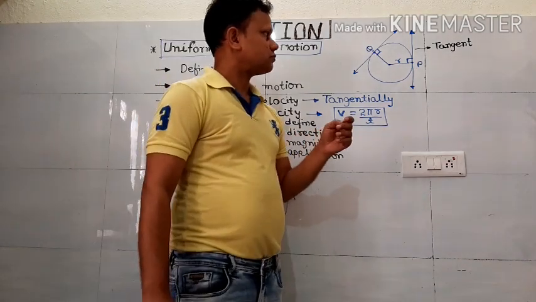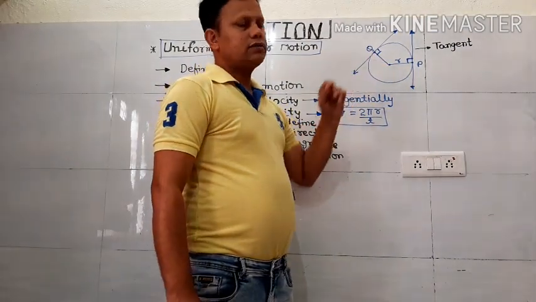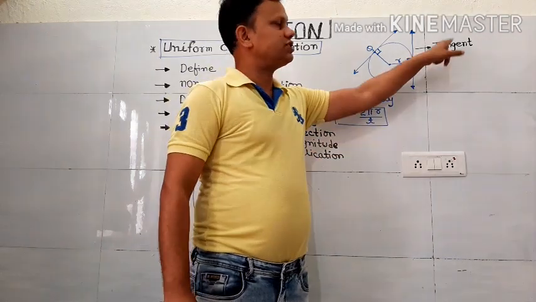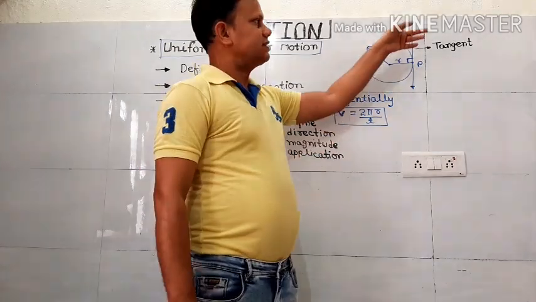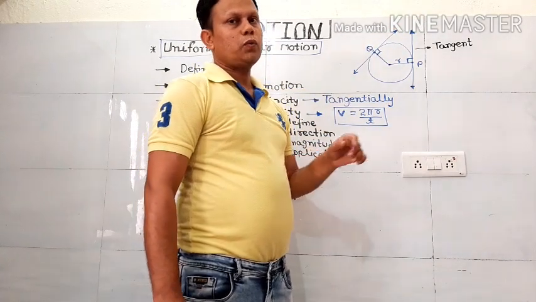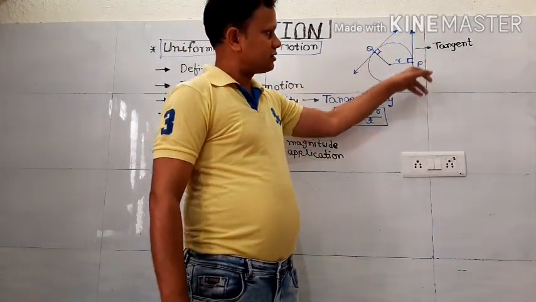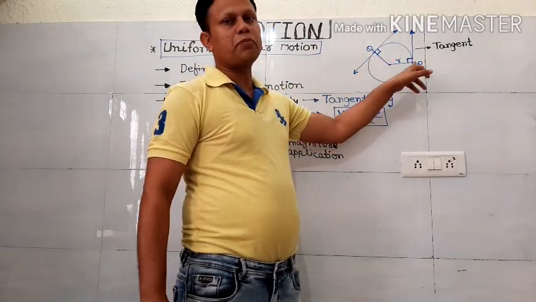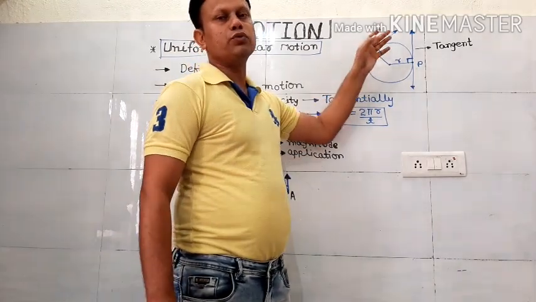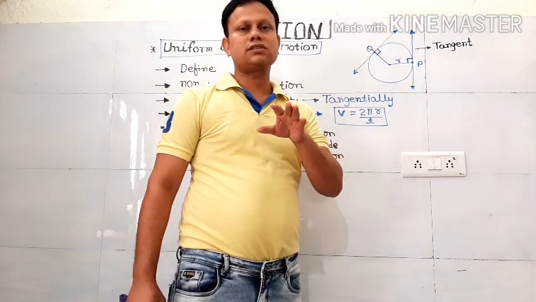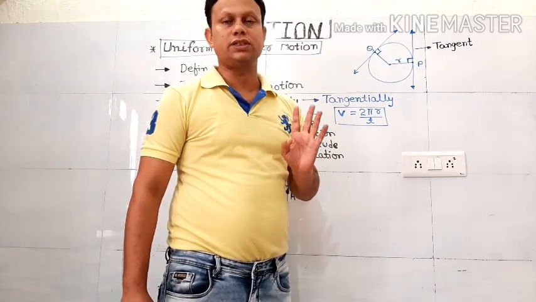Now, suppose it's a circle. One terminology related to a circle is the tangent. What is a tangent? A tangent is a line which touches a circle at one point. Suppose I have shown this line which is touching the whole circle at point P, at one point. Another tangent I have taken at point Q. So these lines which touch the circle at one point are known as tangents.